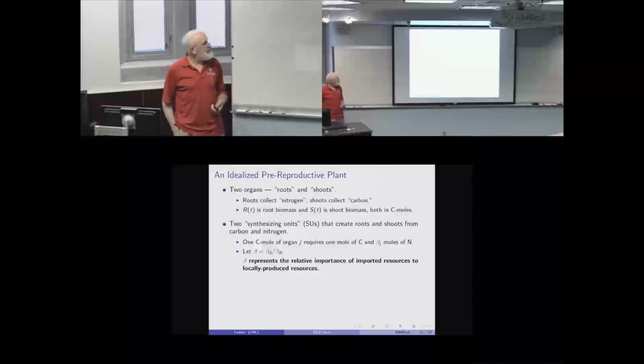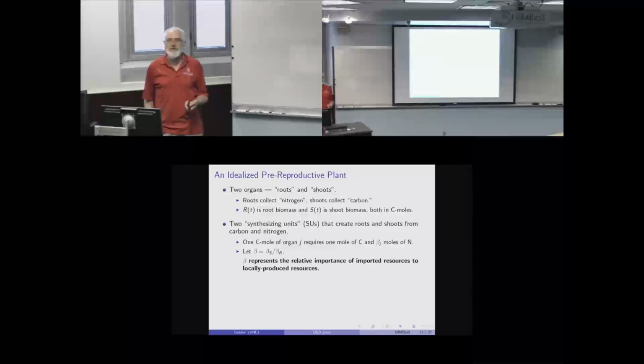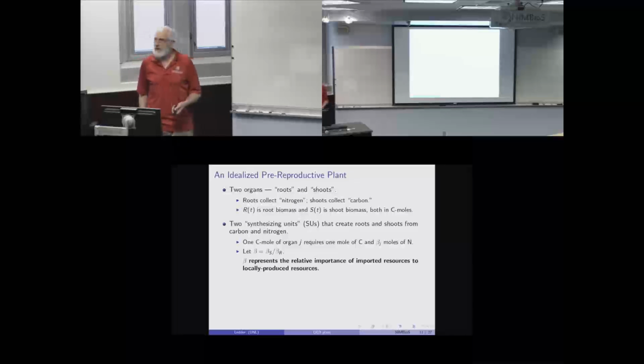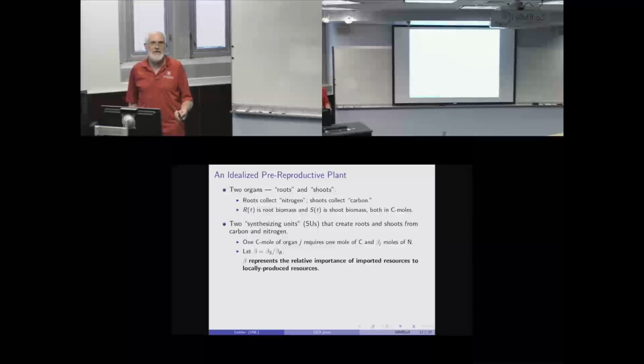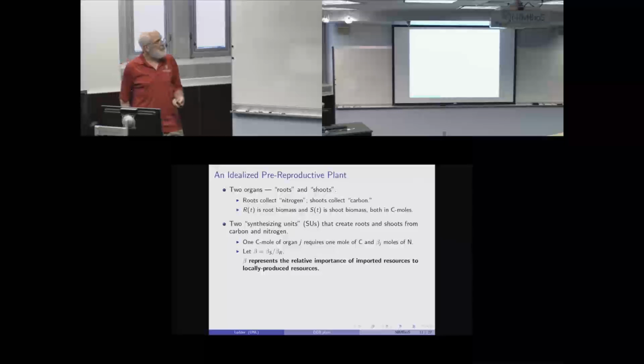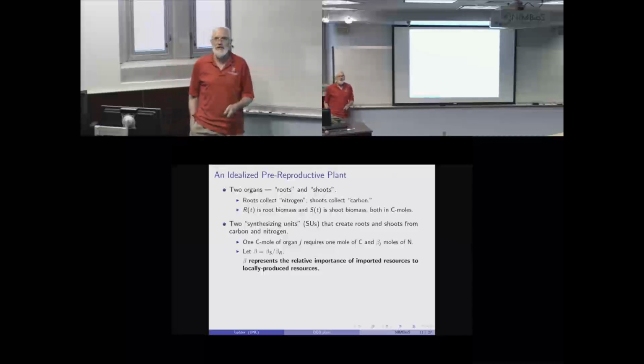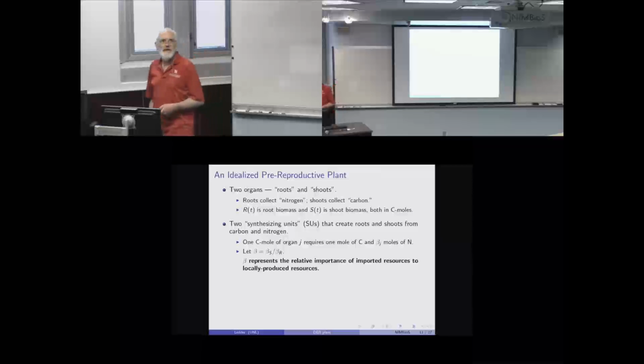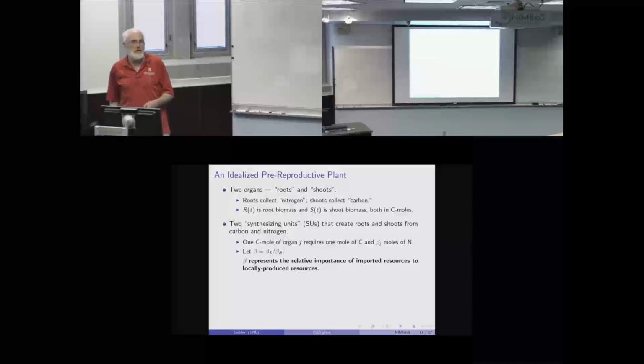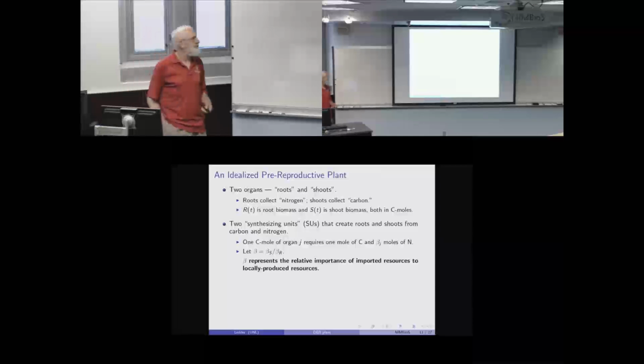So if you divide the nitrogen ratio of shoots by the nitrogen ratio of roots, you get a measure of the relative importance of nitrogen to shoots versus roots. That's also a measure of the relative importance of carbon in roots versus shoots. So I like to think of beta as the relative importance of the imported resource to the locally produced resource. If beta is bigger than 1, it means you need your partner's resource more than you need your own, regardless of which of the two partners you are. And if beta is less than 1, it means you need your own resource more than you need your partner's.